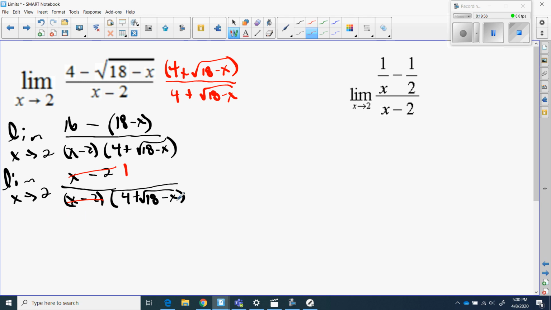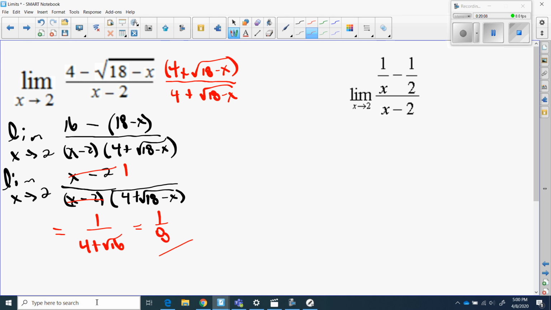Now putting 2 in here, because this is a plus, it's not going to give us the 0. It's going to be 1 over 4 plus, if I put 2 in there, 18 minus 2, which is the square root of 16, and that is a 4. So when you add those, there's your answer. 1 over 8 was not 0 over 0.